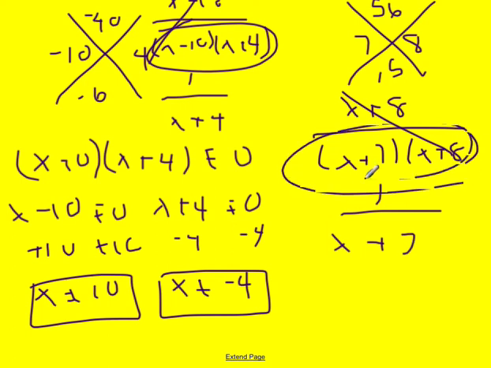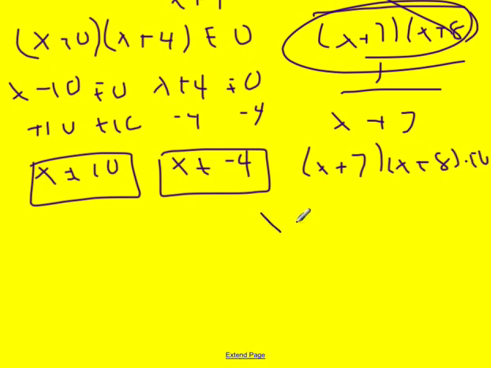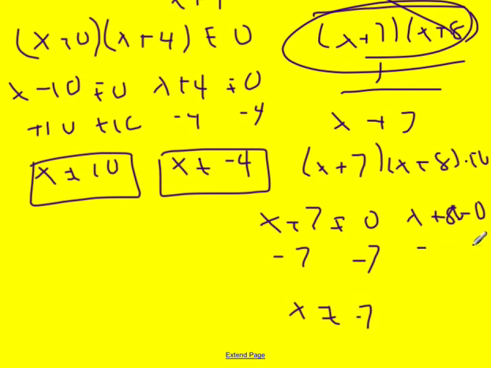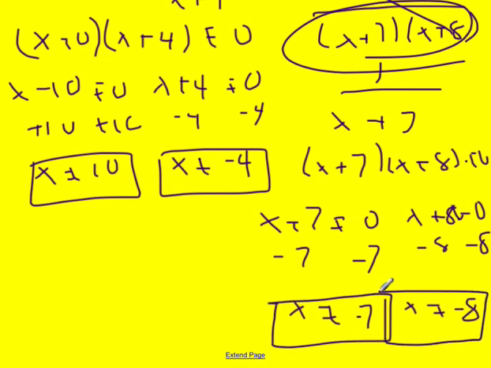However, when I go to find my excluded value, I need to use that original. So I'm saying x plus 7 times x plus 8 cannot be equal to 0. Then I need to take each factor and say, okay, x plus 7 cannot be equal to 0, and x plus 8 cannot be equal to 0. Here, subtract 7 from both sides, and you get that x cannot be negative 7. Here, subtract 8 from both sides, and you get that x cannot be negative 8. So you have negative 7 and negative 8 for your excluded values.